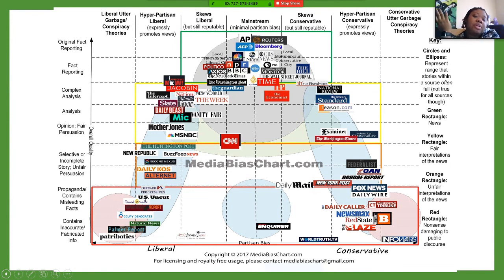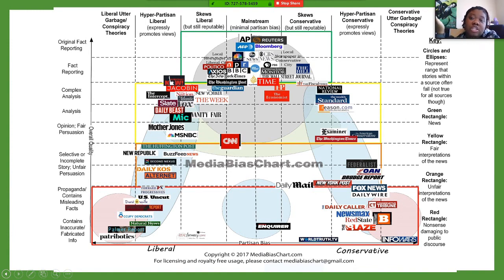This chart is from mediabiaschart.com, as well as research. It's a researcher, I'm trying to remember the name of the woman, it's a woman. But unfortunately, I still can't show the video because YouTube will shut me down. Anyways, a woman has sat down and collected all the major sources within American political discourse, and placed them on a spectrum from liberal to conservative, and then from original fact reporting to just fake fabricated information.